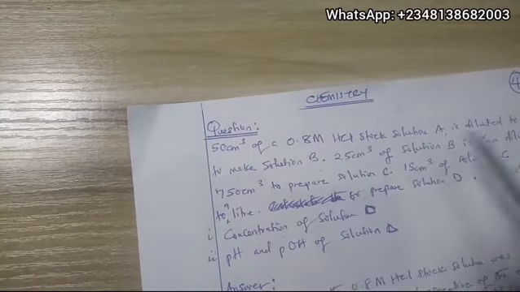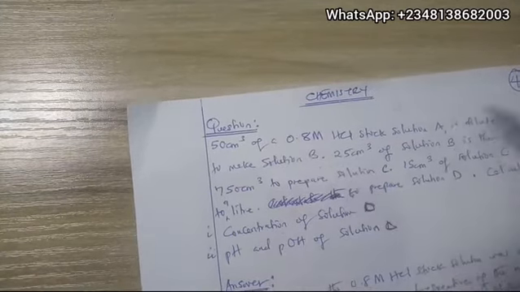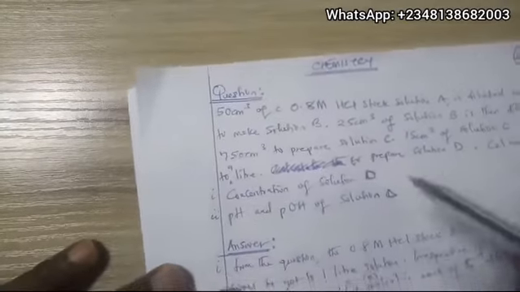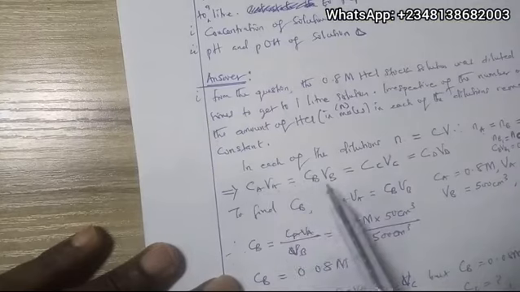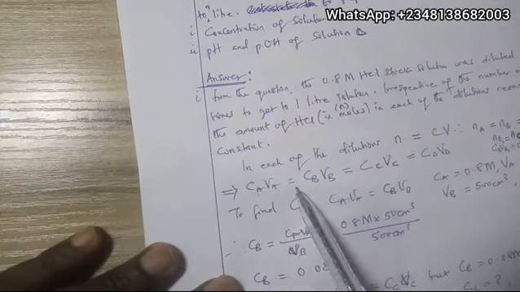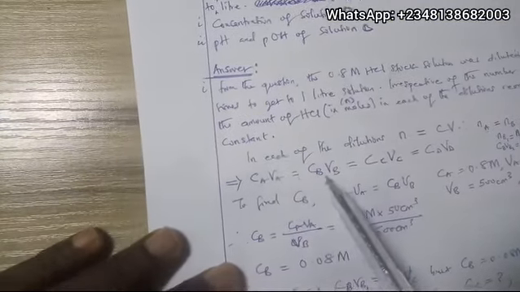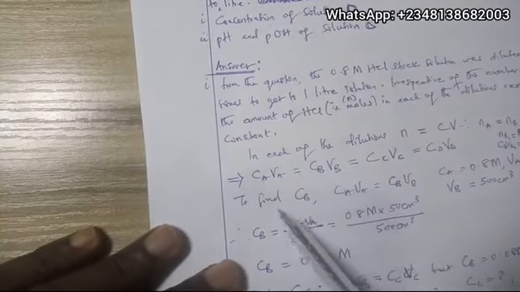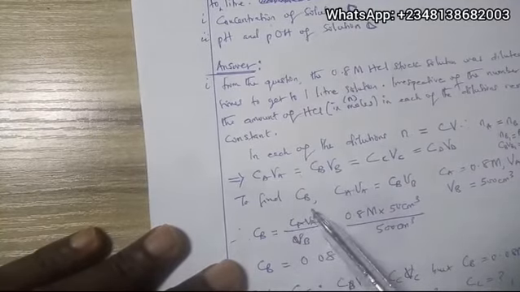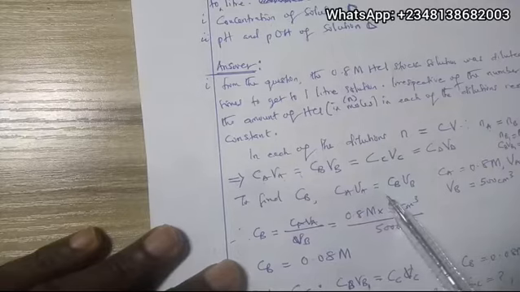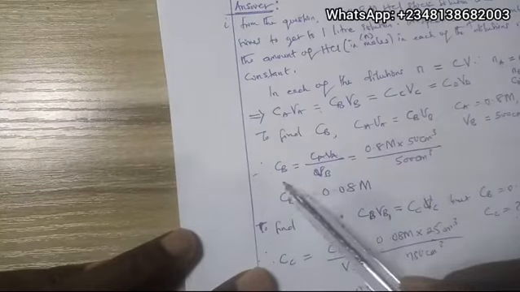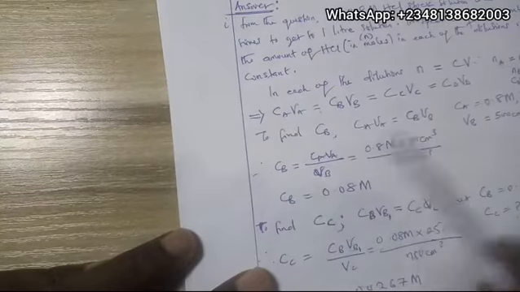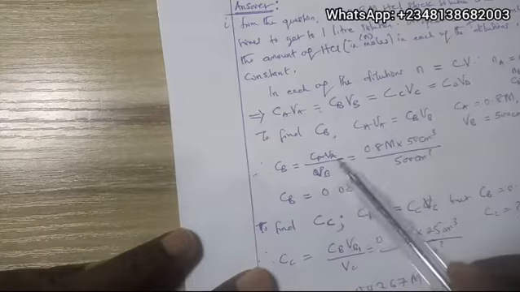That means you keep adding water until you get to the volume of 500 cm cube. Let's go back to this formula. Remember, we can use CAVA is equal to CBVB to find CB. Now let's make CB the subject of the formula. If you make CB the subject of the formula, that means CB is now equal to CAVA over VB.